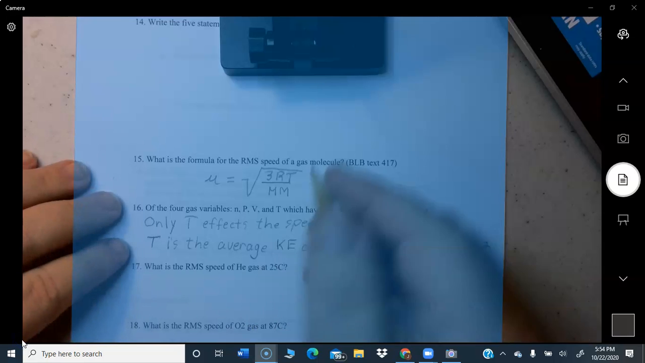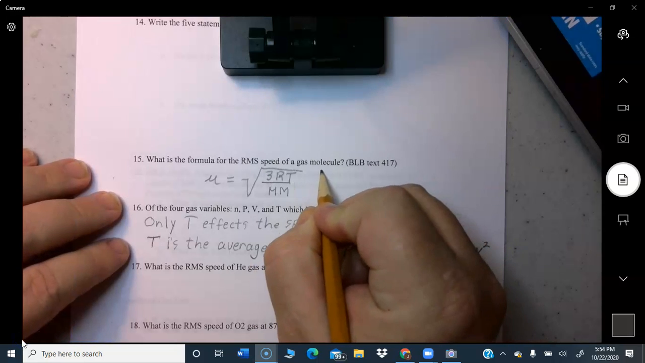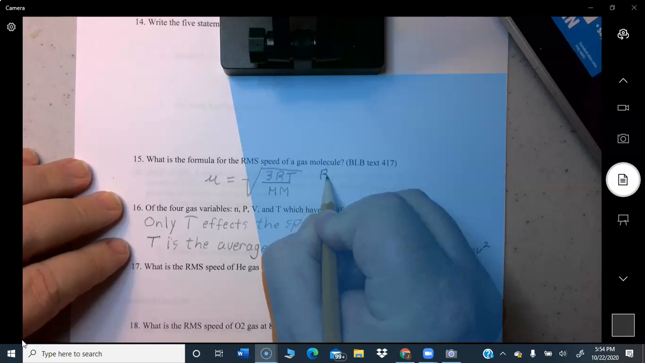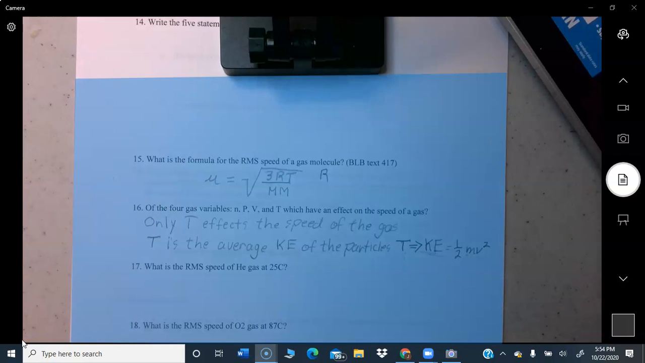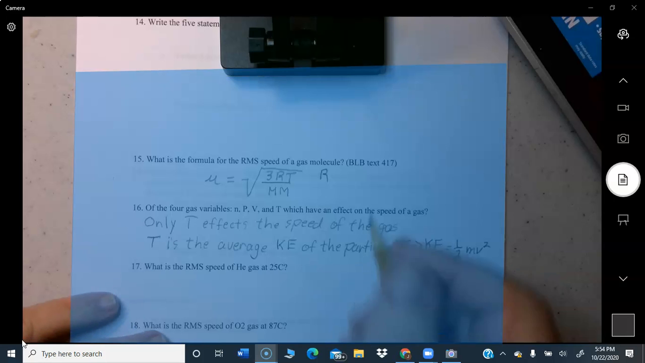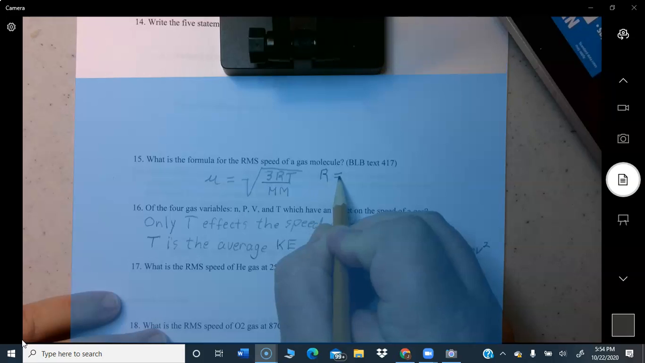Okay, I want to go back to 15. I want to add something about this that's very, very important. Otherwise, you will not get a correct answer. And that is the value of R. There is a different value of R. I'm not going to show you how you get to the one that we are used to. This is the one we're used to.